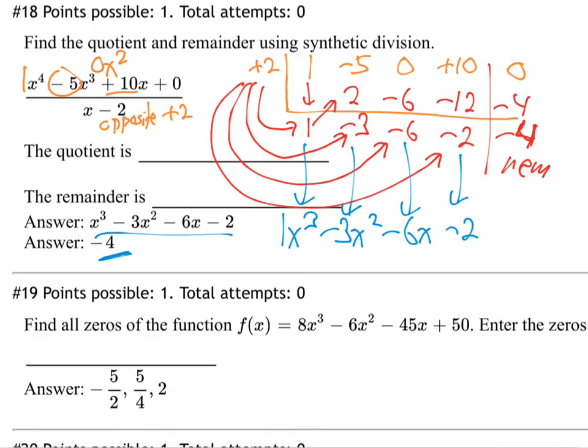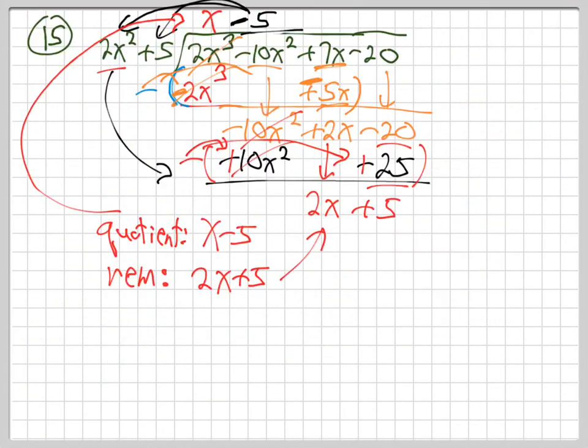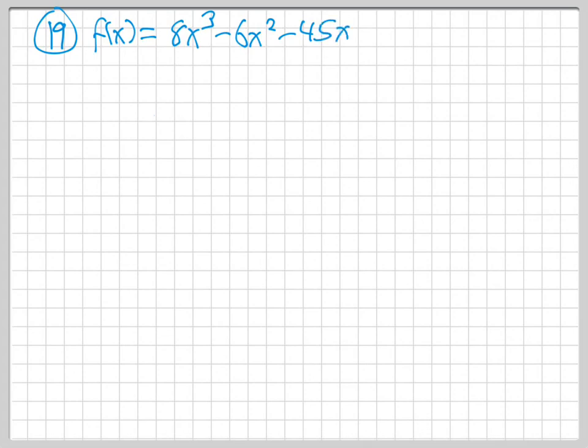All right, so number 19, find all the zeros of that function. Okay, so let's give that one a try. I'll get some fresh space back here. So on number 19, f of x equals 8x to the third minus 6x squared minus 45x plus 50.